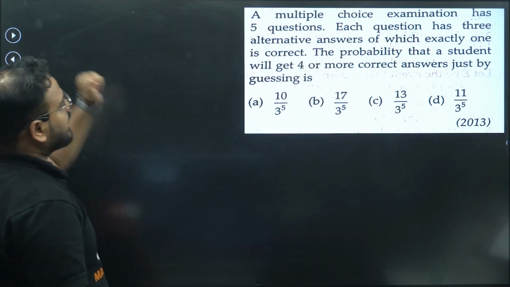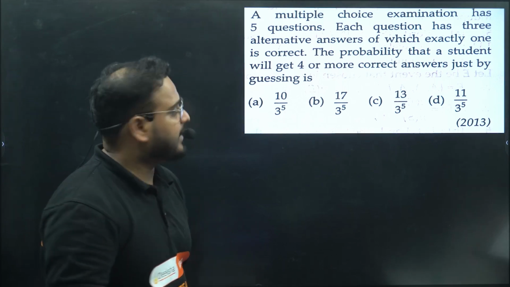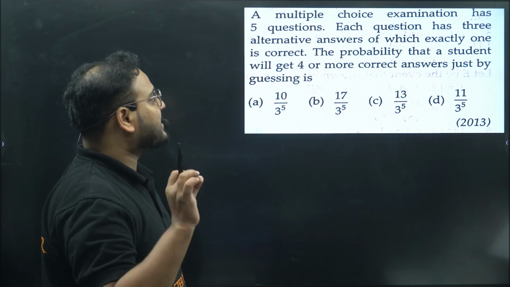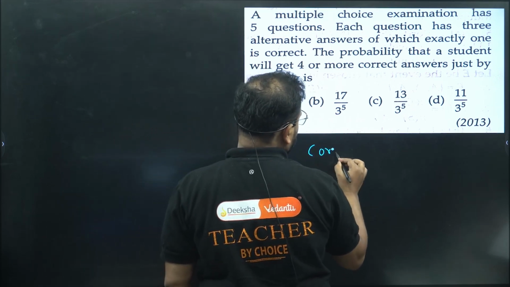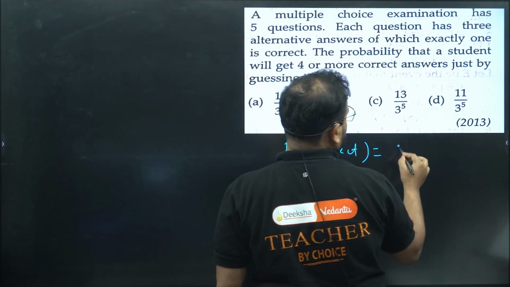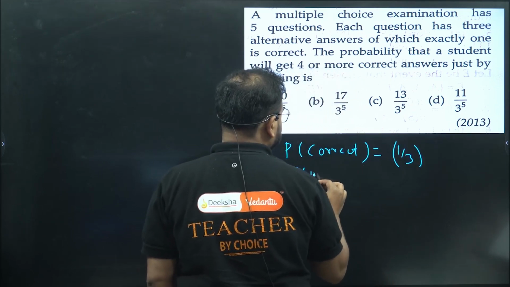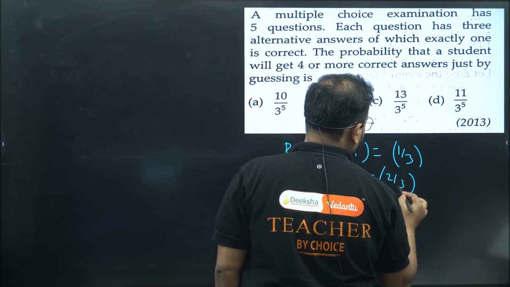Let's move on. Next, a multiple choice examination has 5 questions in it. Each question has 3 alternative answers, of which exactly 1 is correct. Choosing a correct answer, the probability will be 1 by 3. And for incorrect, of course, 2 by 3.